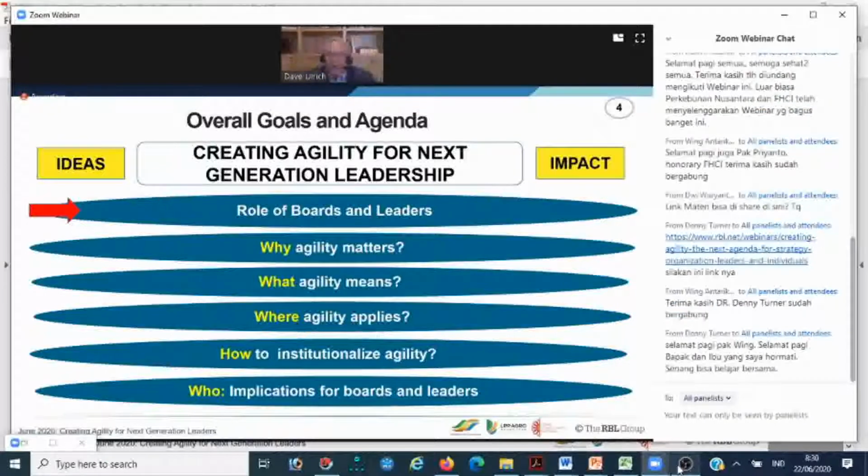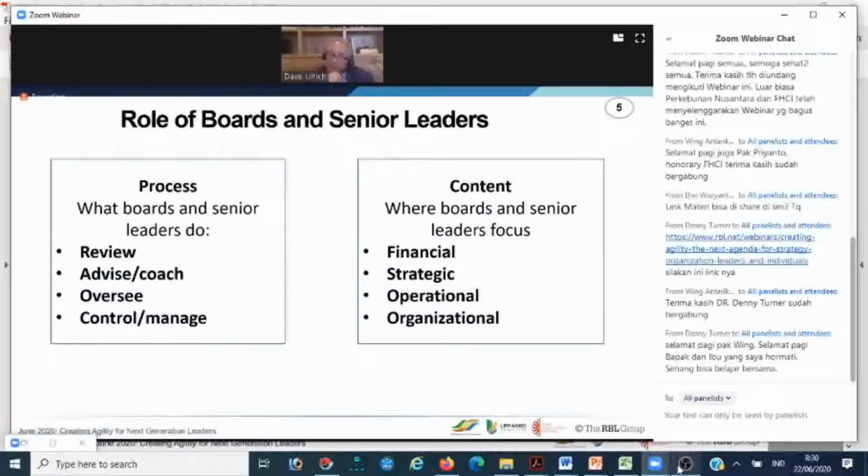I'm going to cover a lot of material, and I know that in the next 90, 80 minutes, 70 minutes, you're going to get overwhelmed. You can get a copy of the slides, and we're going to answer some very simple questions. The first question is, what do boards of directors do and senior leaders do? They review things that help us succeed. They advise, they oversee, and they manage.